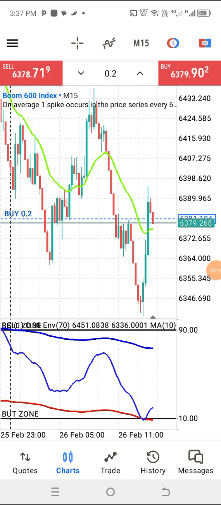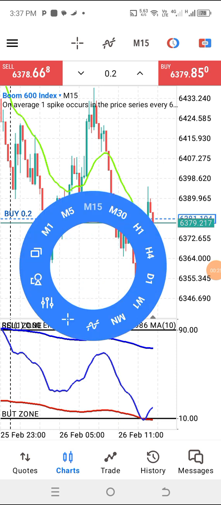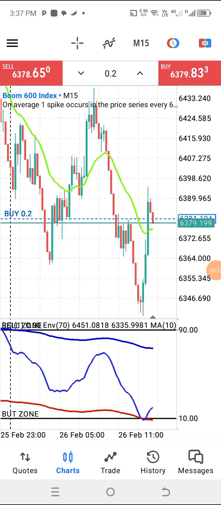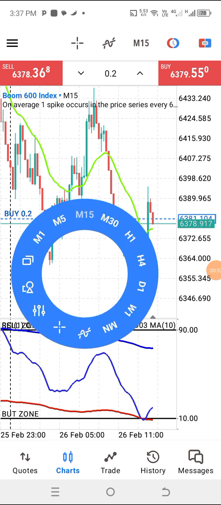Now I'm going to teach you another simple strategy you can use to scalp either the forex market or the synthetic indices market. Right now you can see on my chart, I took a buy trade on Boom 600 index. Before I explain the settings of this strategy for you, let me tell you the reasons and the condition behind this buy trade.